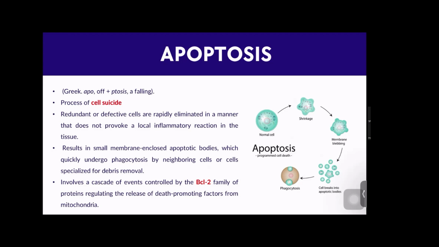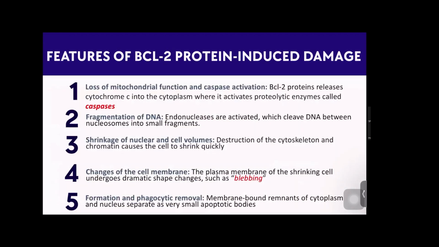So again, apoptosis is controlled by cytoplasmic proteins in the BCL2 family, which regulate the release of death-promoting factors from mitochondria. Activated by external signals or irreversible internal damage, specific BCL2 proteins induce a process with the following features. First, the loss of mitochondrial function and caspase activation. BCL2 proteins would release cytochrome C into the cytoplasm where it activates proteolytic enzymes called caspases.